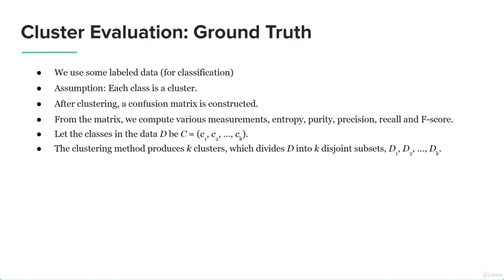Another way is to use a ground truth. The assumption here is that we use some labeled data and that each class is a cluster. So after we have clustered and the algorithm is complete, we use a confusion matrix and we compute various measurements, which include entropy, purity, precision, recall, and F-score.